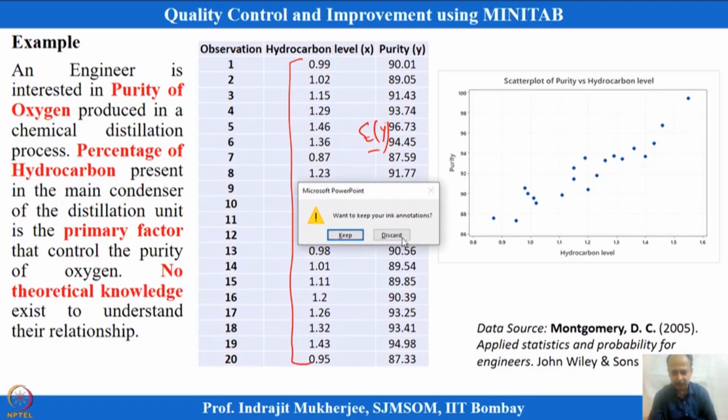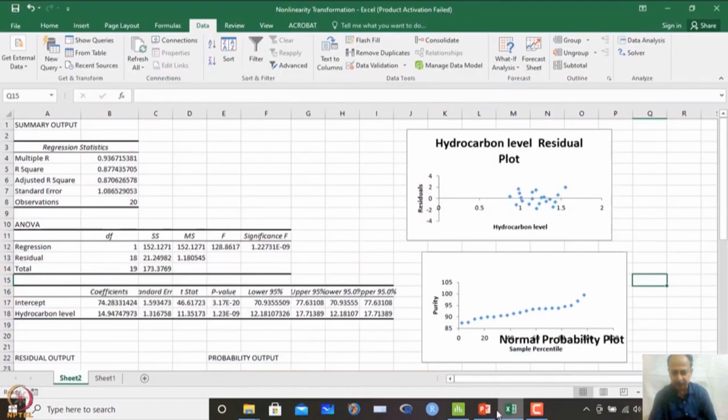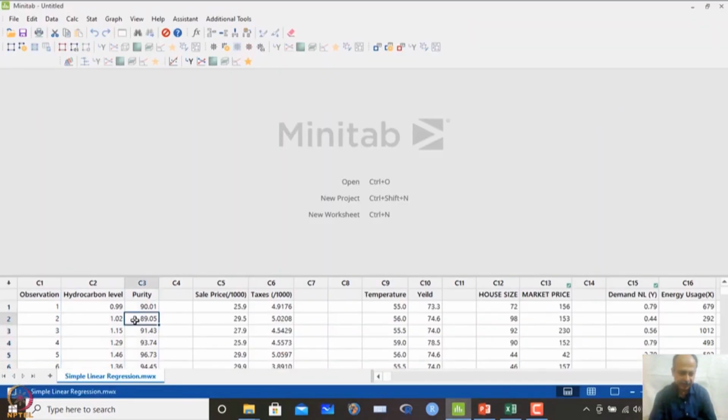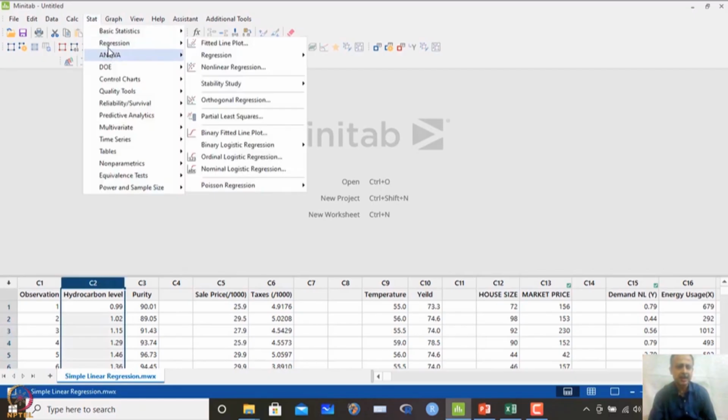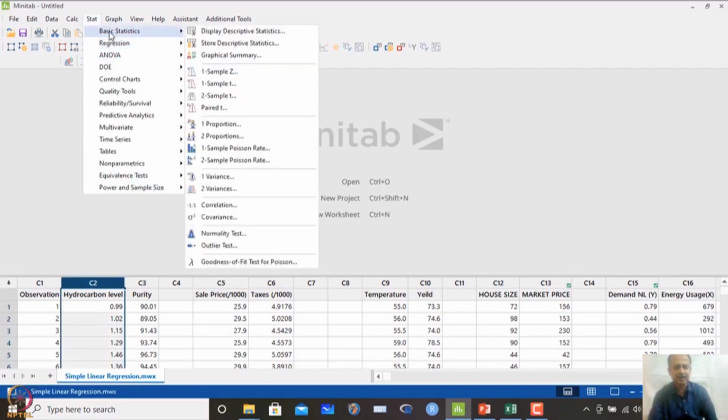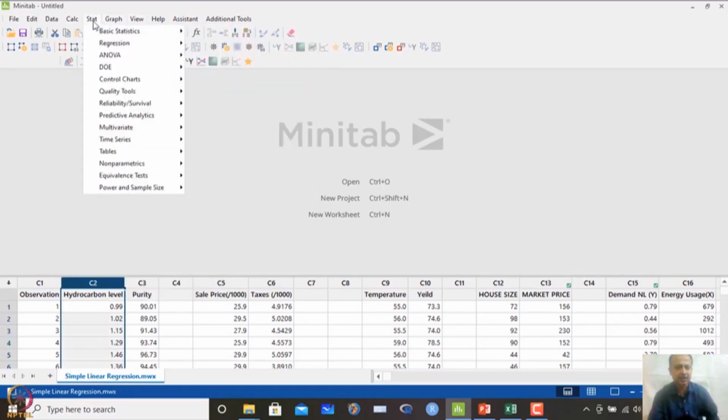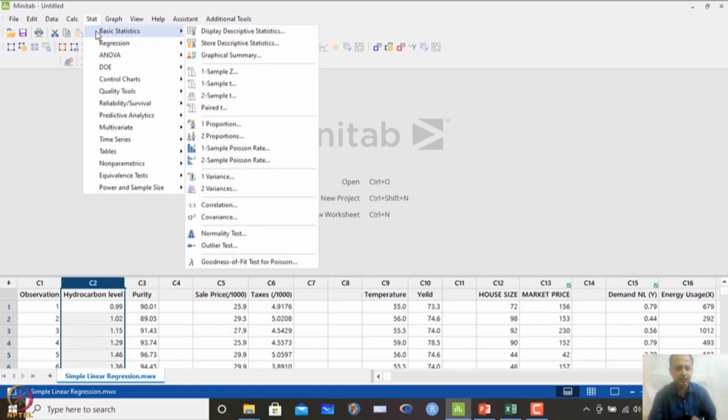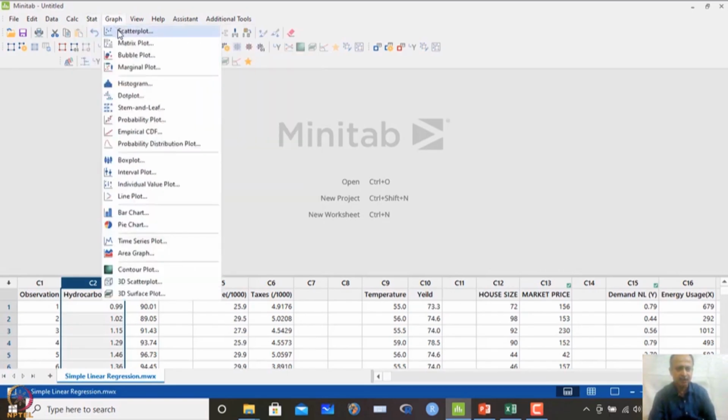I will go to the interface of MINITAB. This is C1, C2, observation, where I have taken the data: one column is purity data and one is hydrocarbon data. What I have to do is go to Stat and regression analysis. But first, let us see what the scatter plot shows, whether we can see a linear relationship or not.